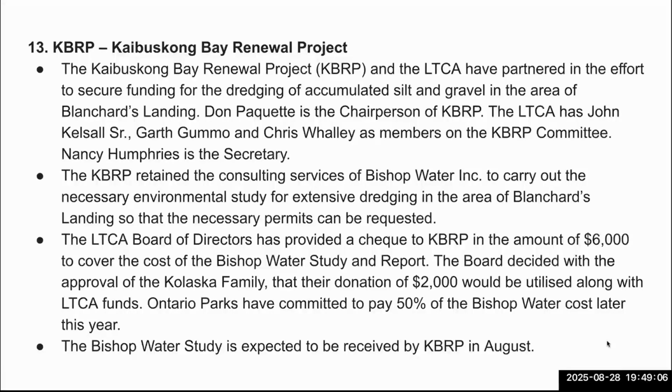Number 13, KBRP. That's a new acronym for most of us. It's called the Kibascong Bay Renewal Project. That is a group that's the president is Don Paquette, who lives on Lake Talon Road. Nancy Humphreys is the secretary, and I believe 3 LTCA members are on that committee.